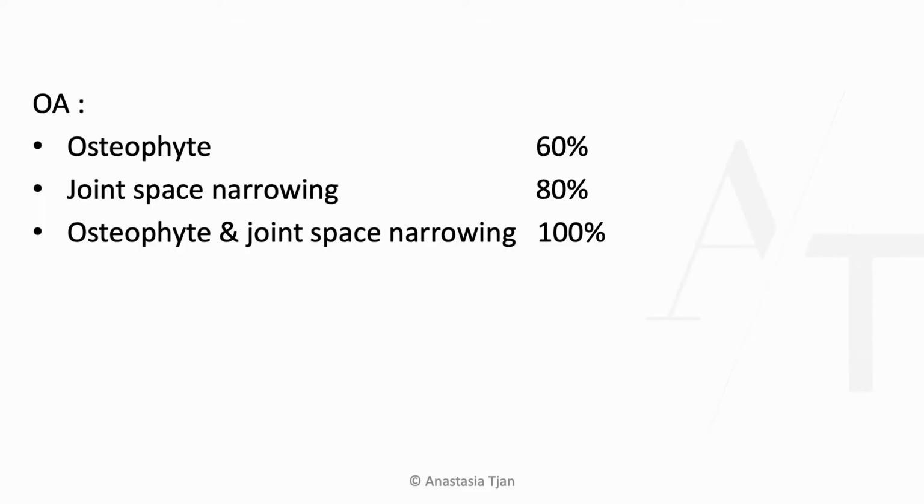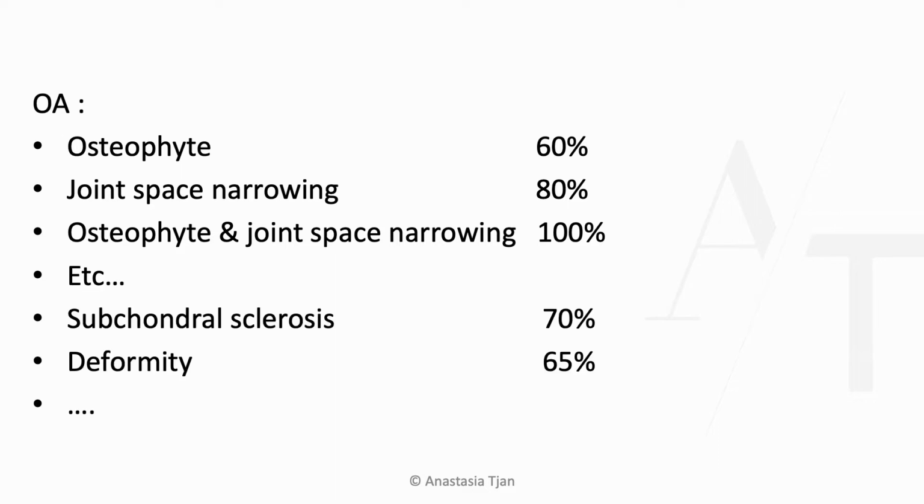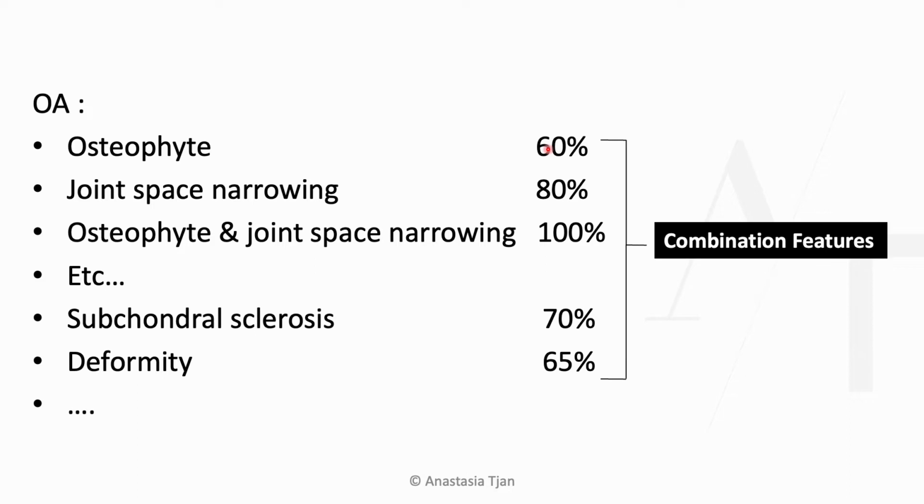Other features can be added to give a better and more accurate result, such as subchondral sclerosis, deformity, and others, which give results to a certain probability, and when all features are combined, the result will have higher credibility. Postscript: the labeled features must be trained first so that the algorithm can detect each feature.